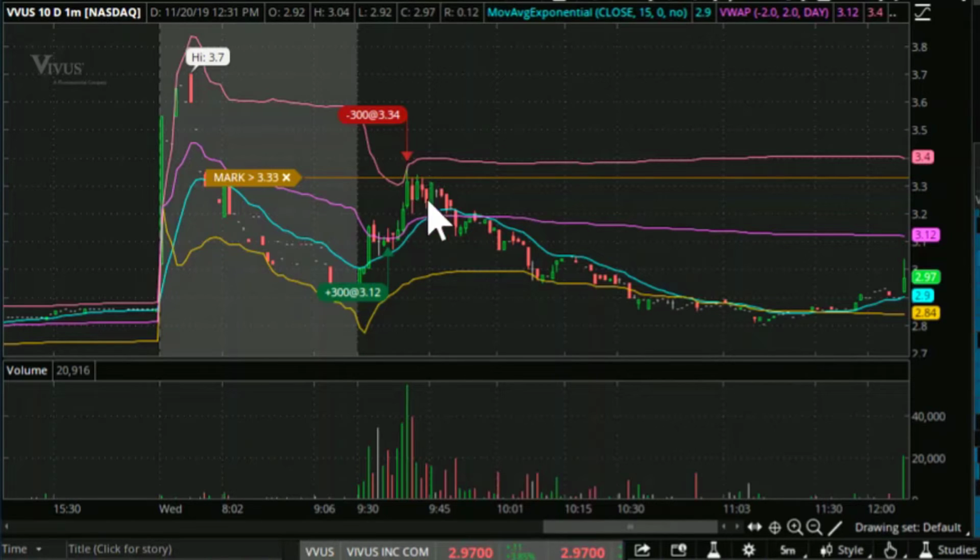And again, here we had a secondary pullback, but this one tried to break to the upside, kind of got rejected, started having some selling pressure, and then never really worked out. You typically don't want to trade the third pullback.